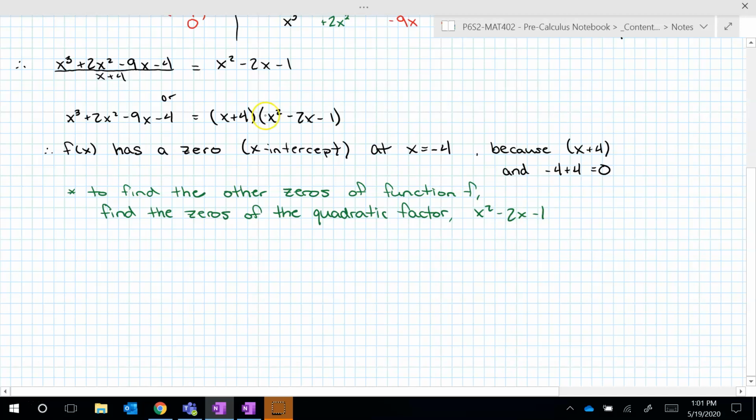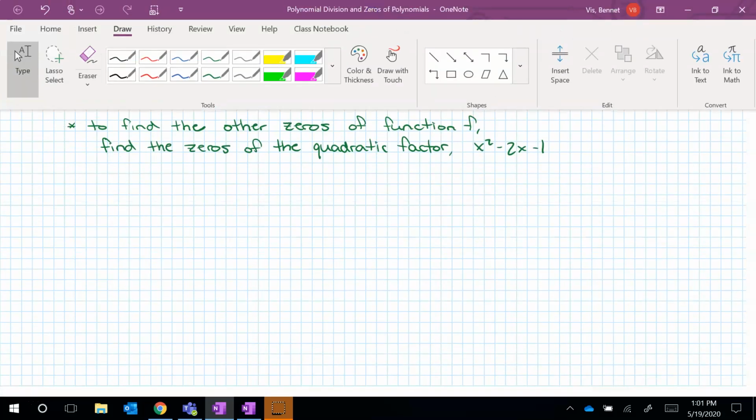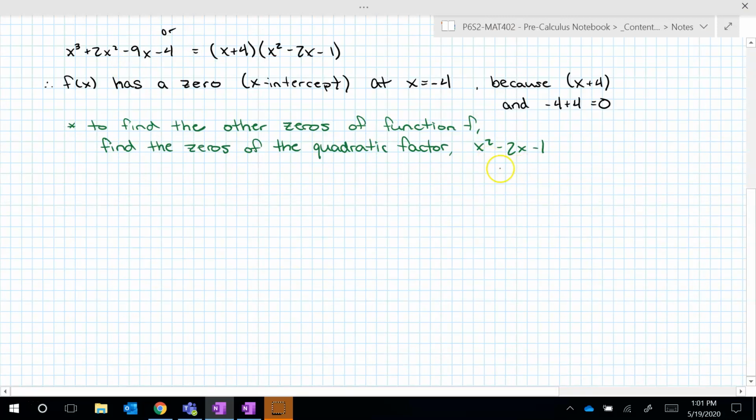Because if the value of this is 0, then 0 times that will be 0, and that will be another place where the function values are 0, which would be an x-intercept. So if this isn't factorable, it turns out, we'll do the quadratic formula here. We got x equals opposite b plus or minus the square root of b squared, negative 2 squared is 4, minus 4, a is 1, c is negative 1, all divided by 2a.